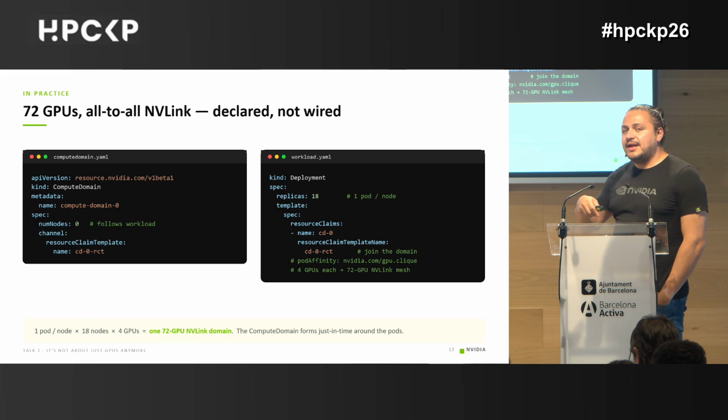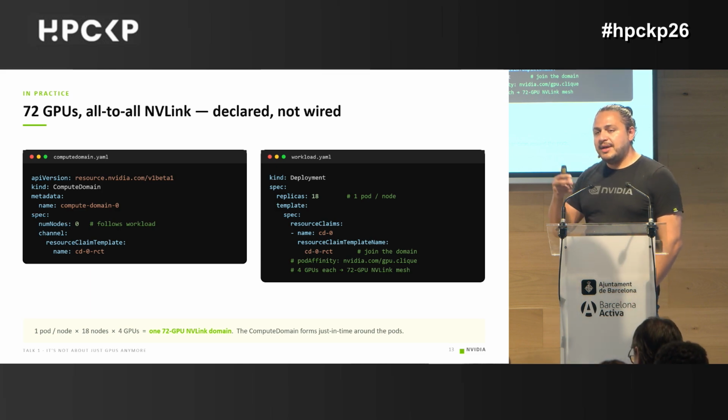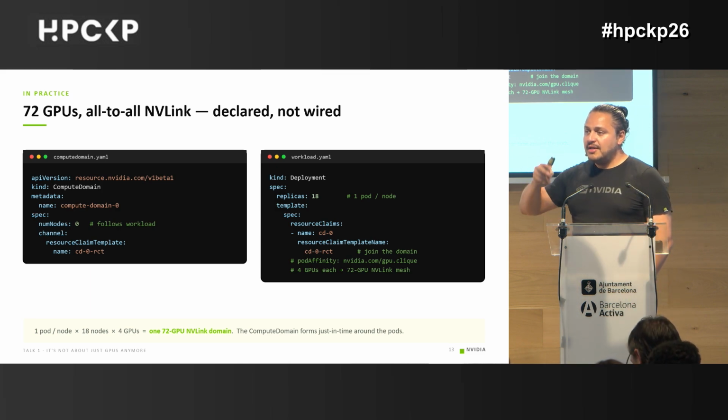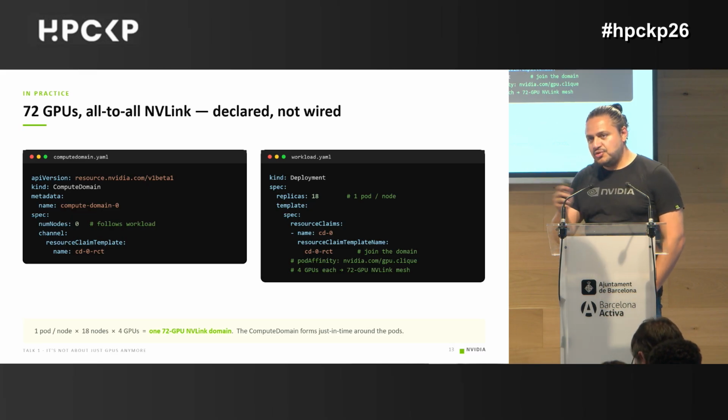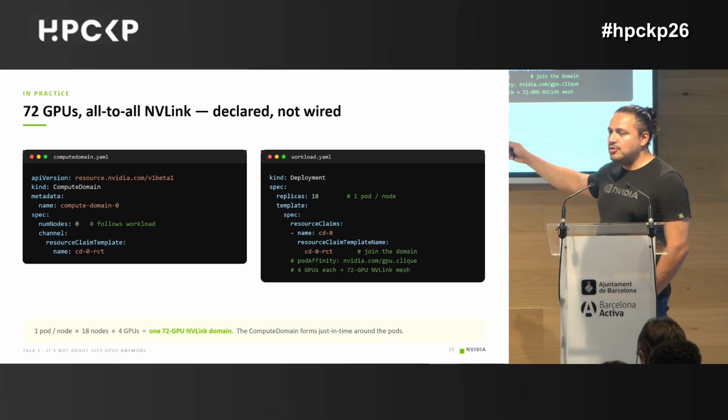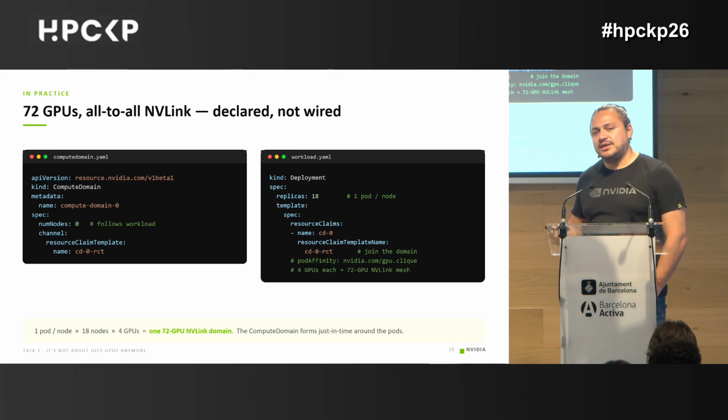So internally, with the NVIDIA DRA, we make sure that when you run a process, your 18 GPUs are going to be NVLink connected. So you don't have to do anything. The compute domain API is going to take care of that.